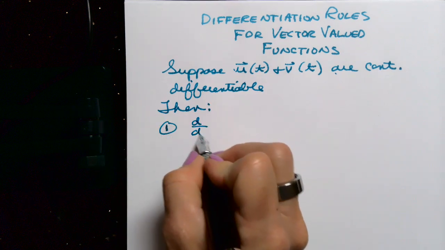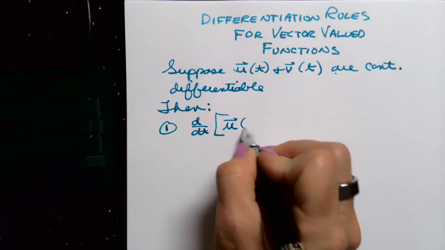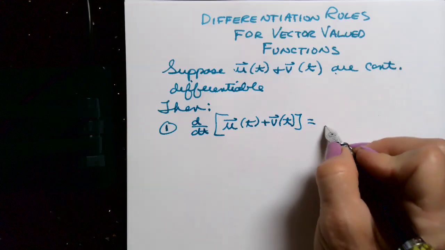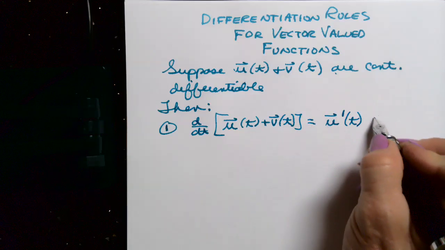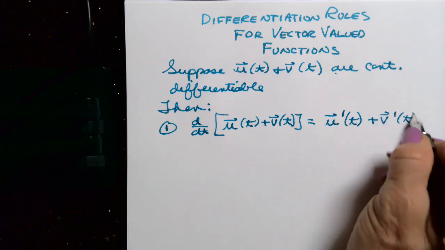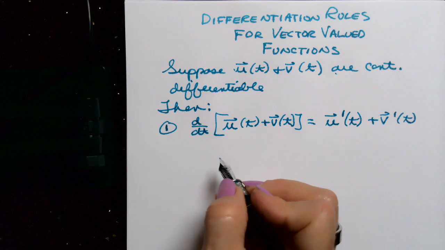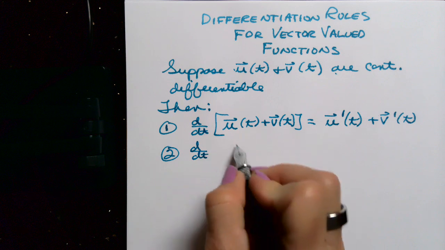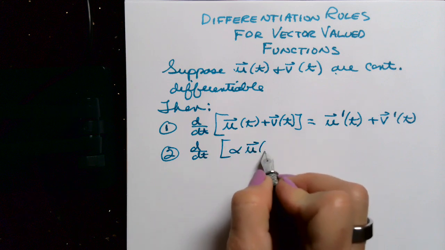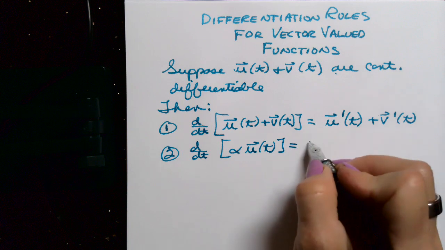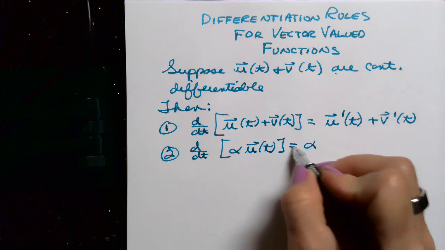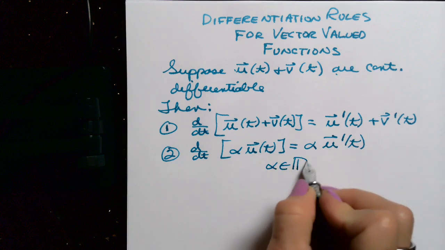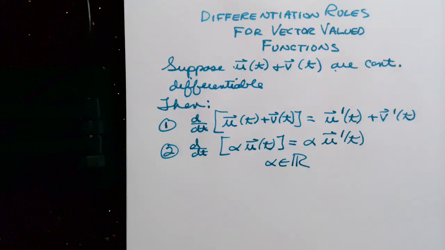The derivative with respect to t of the sum u plus v is the sum of the derivatives, which means you differentiate each component vector like we saw in the last video. If you take the derivative of a scalar multiple of a vector valued function u, you just leave the scalar and differentiate the vector valued function. So here alpha is a real number.